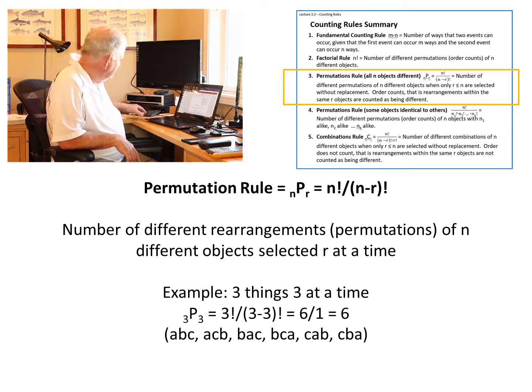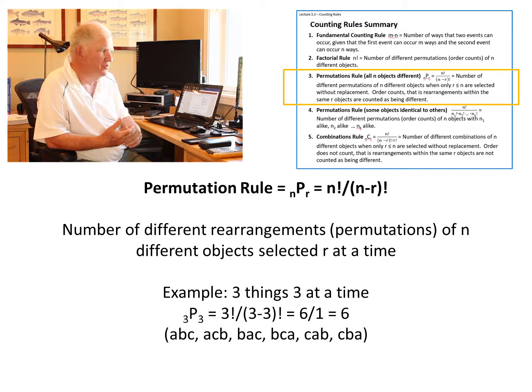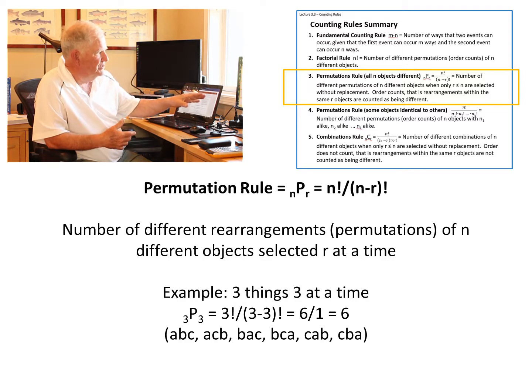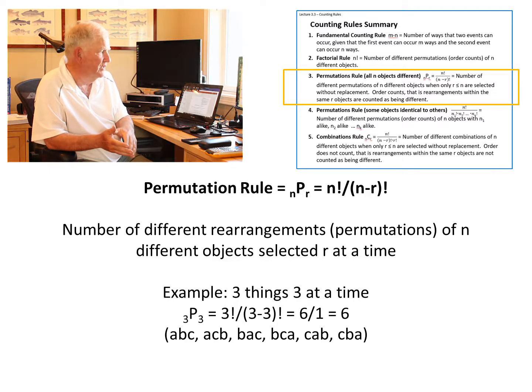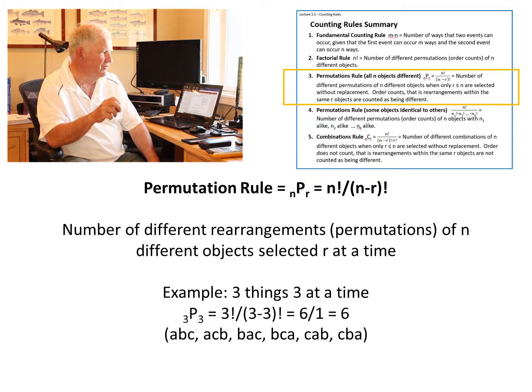You can write that in terms of this factorial notation. The way you read this is the permutations of n things taken r at a time. n factorial over what's called the difference factorial, n minus r factorial. So I've given you an example here. If you want to find the permutations of 3 things, 3 at a time, then n is 3, r is 3. Then it is 3 factorial divided by the difference factorial, 3 minus 3, or 0 factorial.